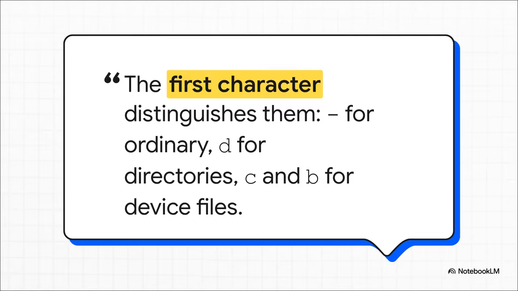A hyphen means it's an ordinary file, a d means it's a directory, a c is a character device which handles data one character at a time like a keyboard, and a b is a block device that handles data in large chunks like a hard drive. Giving that little extra detail shows you really get it.